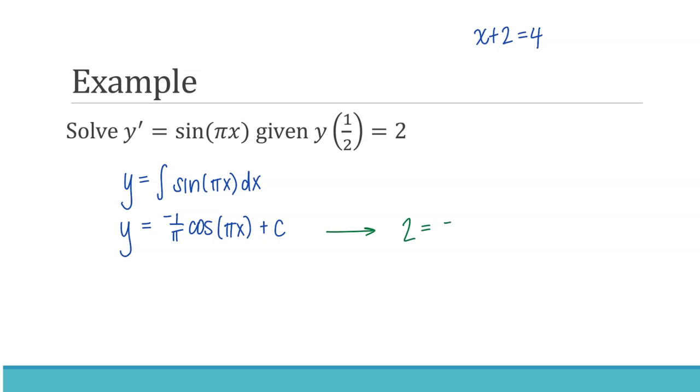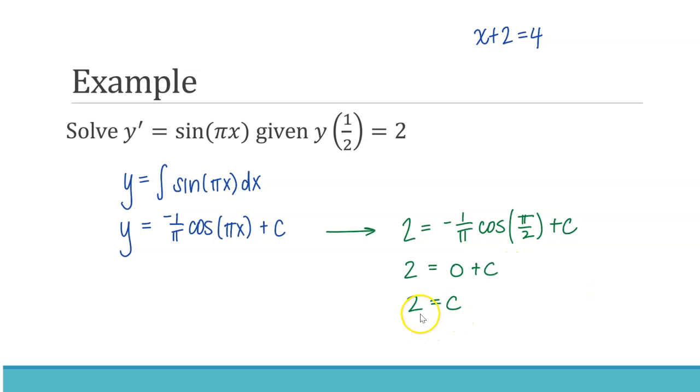So 2 is equal to negative 1 over pi cosine of pi times 1/2, so that's pi over 2, plus c. So now c can be solved for. I can evaluate cosine of pi over 2. At the x value pi over 2, cosine is 0. So 2 is equal to negative 1 over pi times 0, that's 0, plus c. So c is equal to 2.